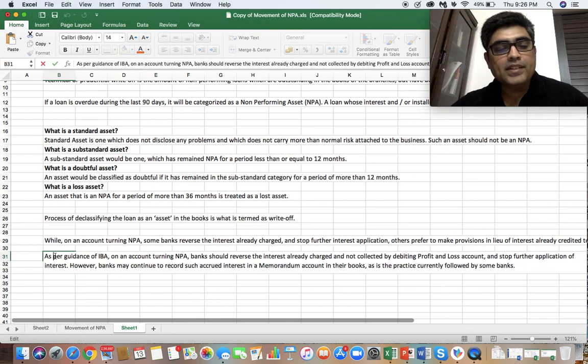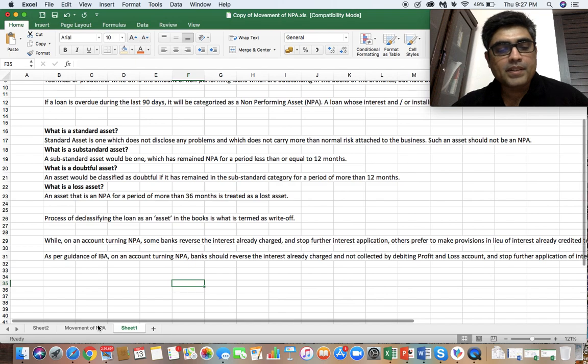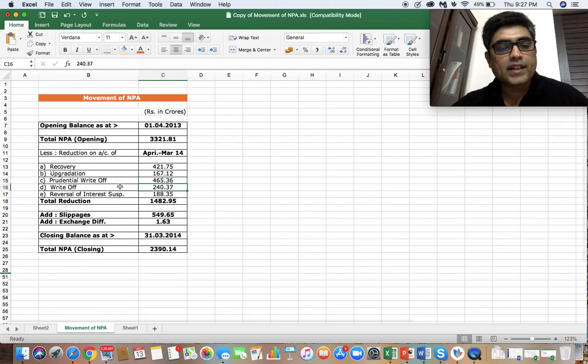So as per guidance of IBA, which stands for Indian Banks' Association, on an account turning NPA, the bank should reverse the interest already charged and not collected by debiting profit and loss account and stop further application of interest. However, banks may continue to record such accrued interest in a memorandum account in their books, as is the practice currently followed by some banks, right? So this is the aspect around interest suspense, for which there is a reduction. So this total amount gets reduced from the opening balance of NPA.